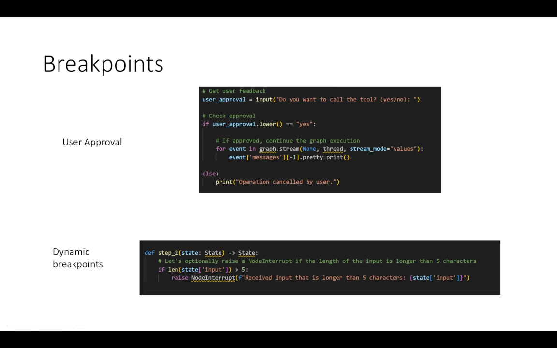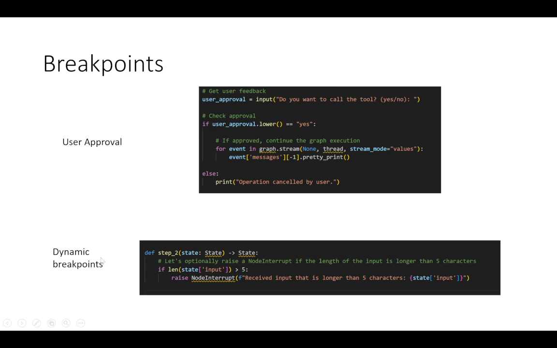Okay, some interesting concepts related to this human feedback. You can also ask for a user approval. You'll say, do you want to call the tool or not? Only if the user says yes, we'll continue. Otherwise we'll cancel. So this is a user approval kind of human feedback. This is how you can implement it.